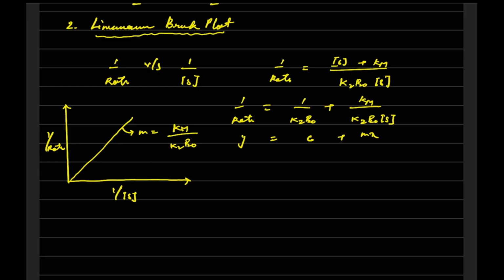Oops, we made a mistake by doing this, because we have an intercept and the intercept is not 0. Therefore, we start from here. So M is equal to Km by K2 E naught and C is equal to 1 by K2 E naught.